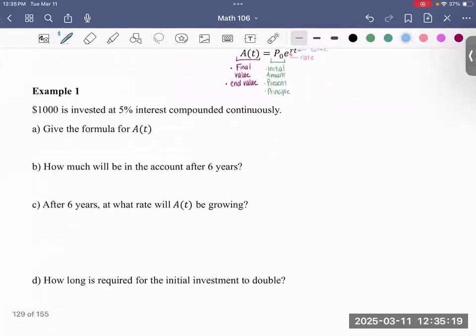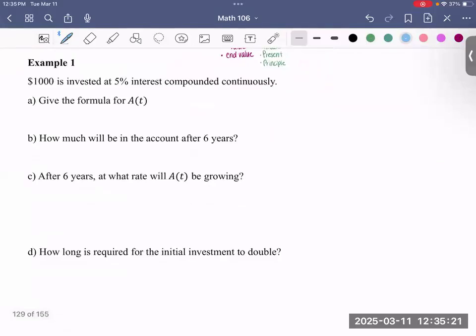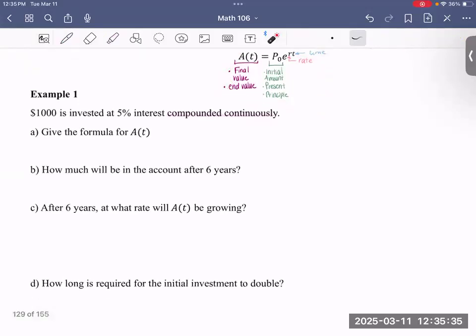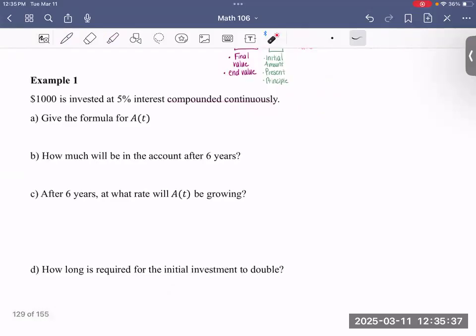So in example one, $1,000 is invested at 5% interest compounded continuously. They tell us that it's compounded continuously, so we get to use the above formula. We're going to talk about some of the other compounding equations later. But for compounding continuously, we're using the above formula. So see if you can put a formula together given that we have $1,000 that we're going to invest at 5% interest.